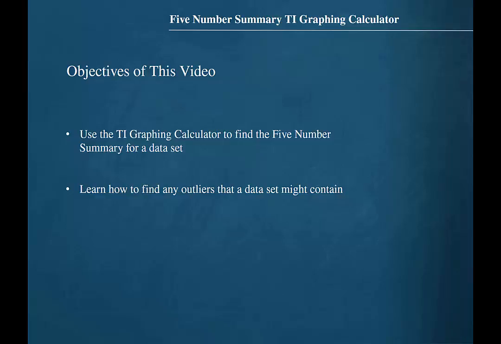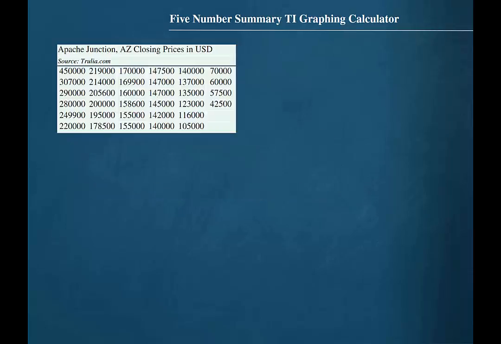In this video, we will learn how to use the TI graphing calculator to find the 5-number summary for a dataset. We will also learn how to find any outliers that a dataset might contain. The data in the table are the closing prices for homes in Apache Junction, Arizona for 1 month in 2017. They are arranged in descending order.